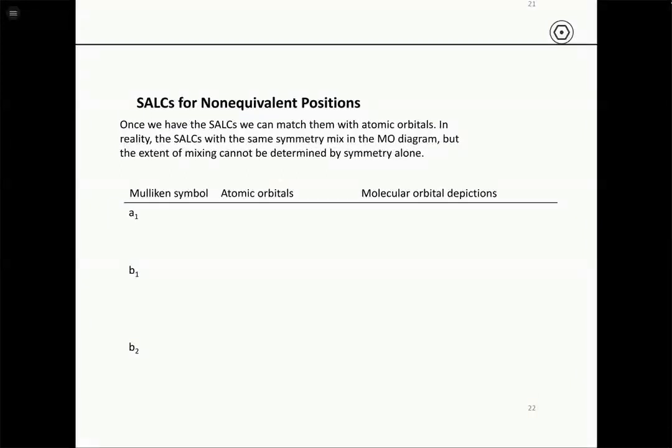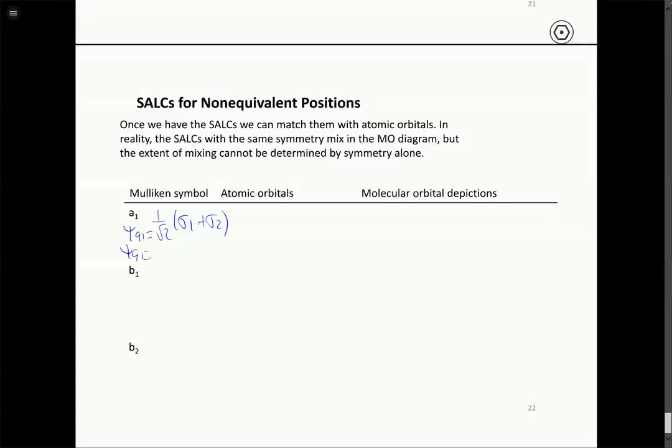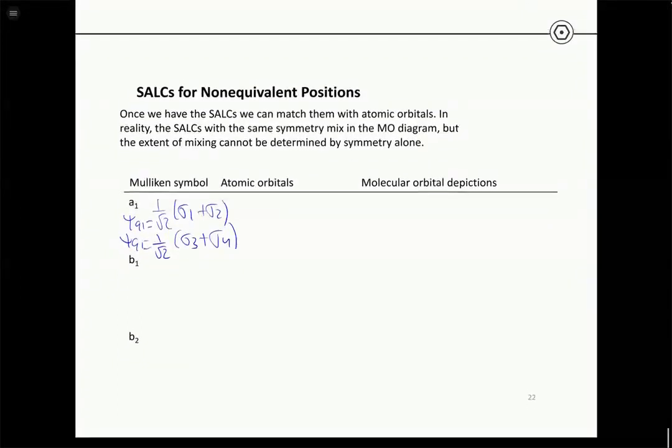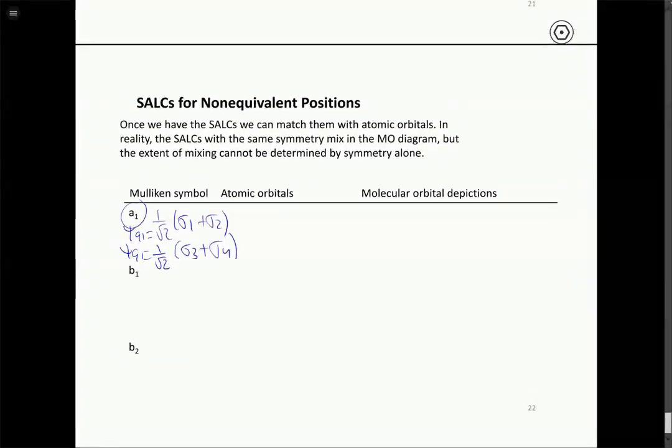So for the A1 SALCs, if we normalize, we have 1 over radical 2 times the in-phase combinations of sigma 1 and sigma 2, and sigma 3 and sigma 4. So we have two A1 SALCs. They can't be degenerate in this case because we don't have degeneracy in this point group. They're non-degenerate representations.